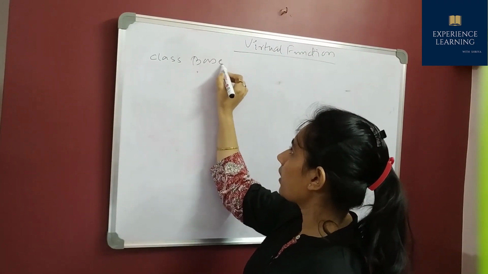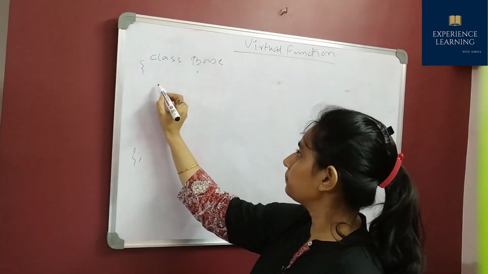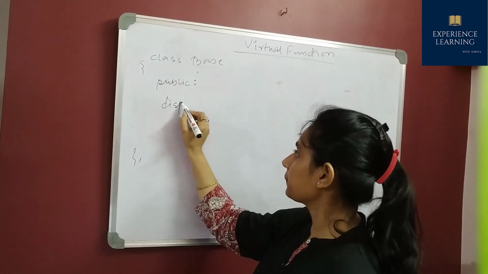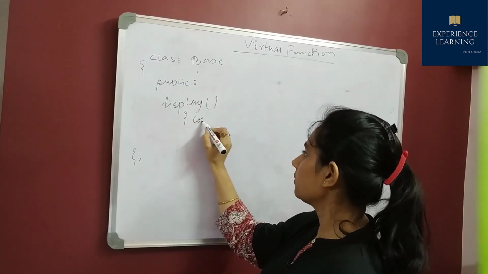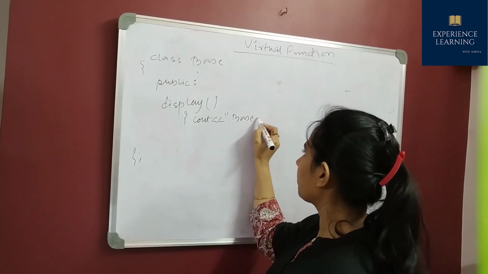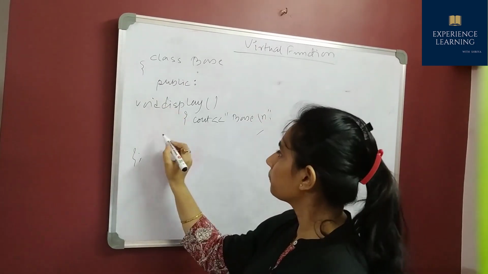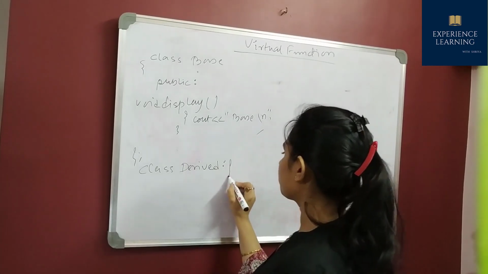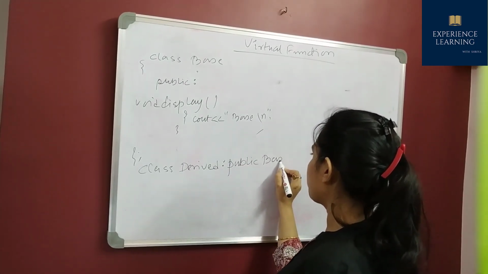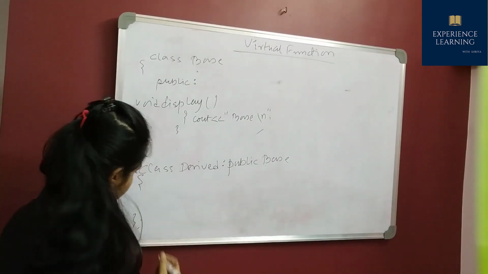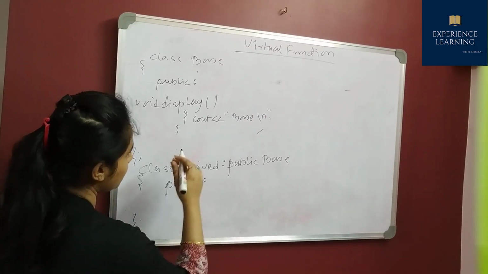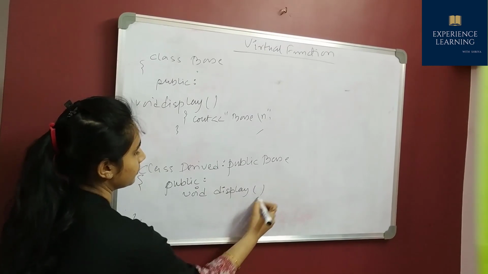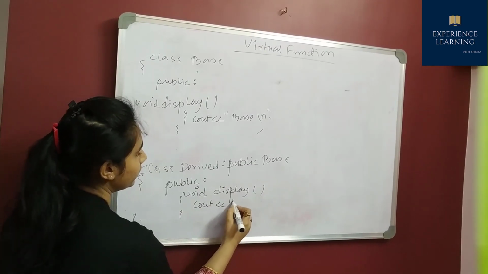Say we have class Base, and in the public access specifier we have a function called display. Next we have class Derived, public Base, and here the signature of the function will be the same. I am writing void display and writing cout Derived.